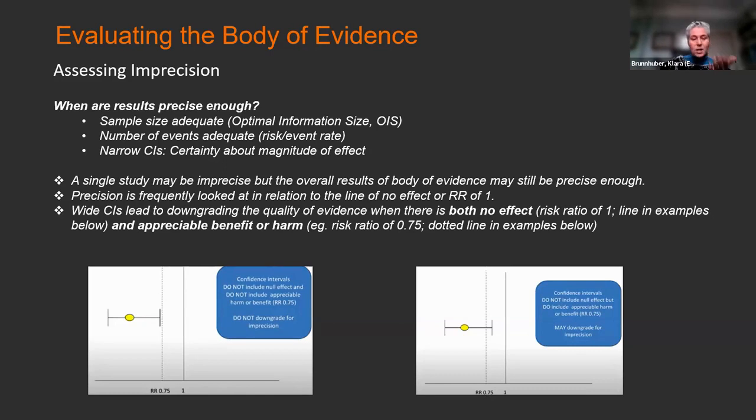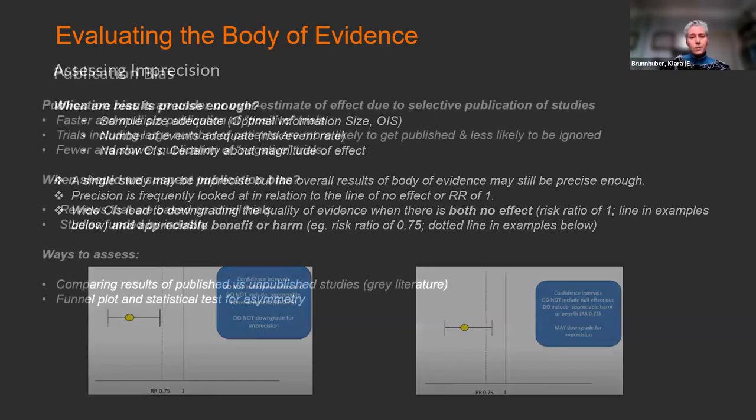Even though none of these confidence intervals that you can see going through the estimate of effect, that is this yellow little oval, none of them touch the line of no effect, but one of them on the right-hand side crosses the line of meaningful effect or appreciable benefit or harm. And thereby, that means that you may downgrade this for imprecision, even though it doesn't touch your line of no effect. So it's always important to place the results into the context of the meaningful or clinically important results.